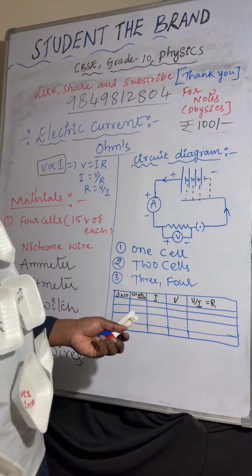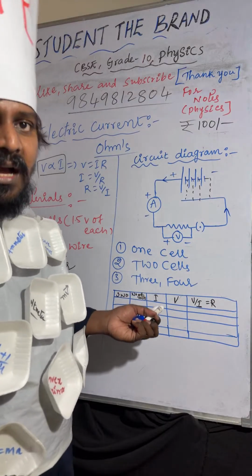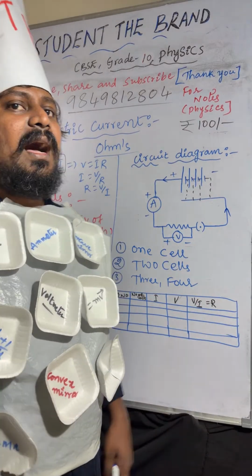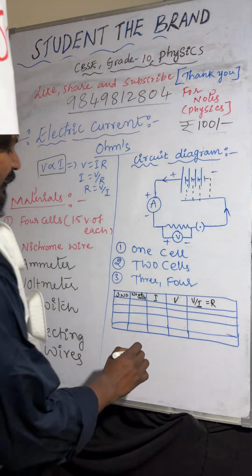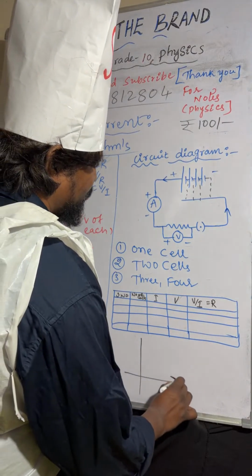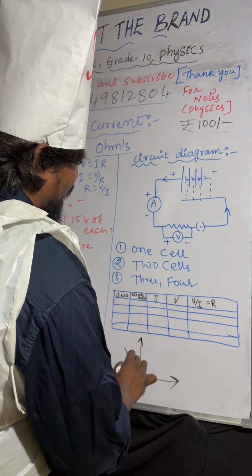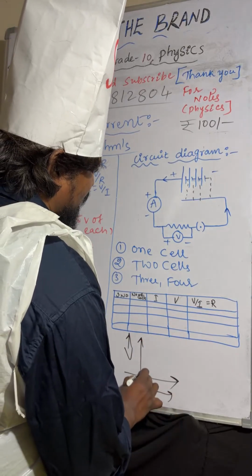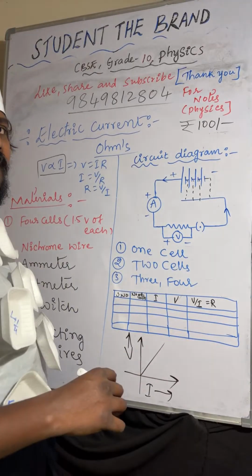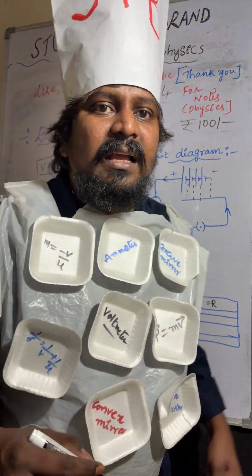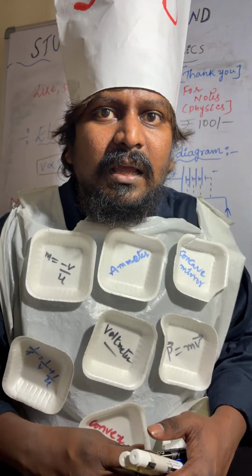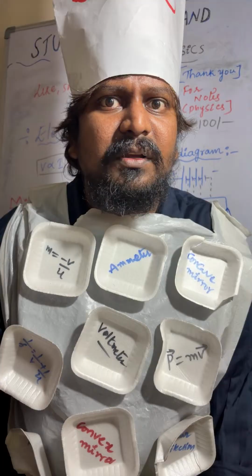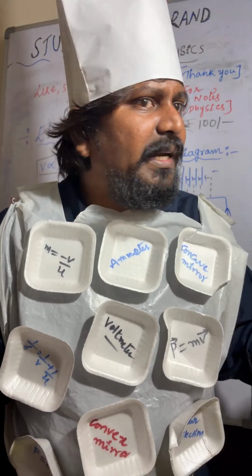Now serial number, the number of cells, ammeter reading, voltmeter reading, V by I equal to R value. Now if you draw the graph for V-I, V on the y-axis, I on the x-axis, the graph is linear. Sir, why is the graph linear? Why can't it be a curve?